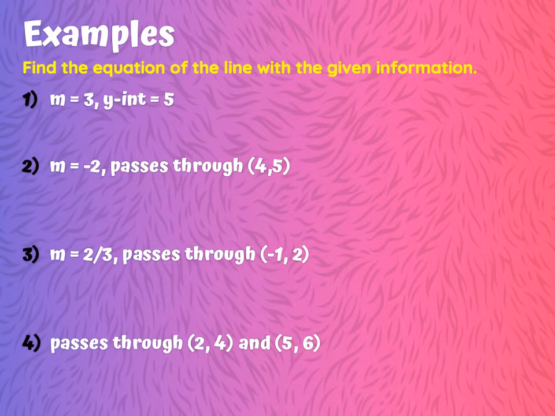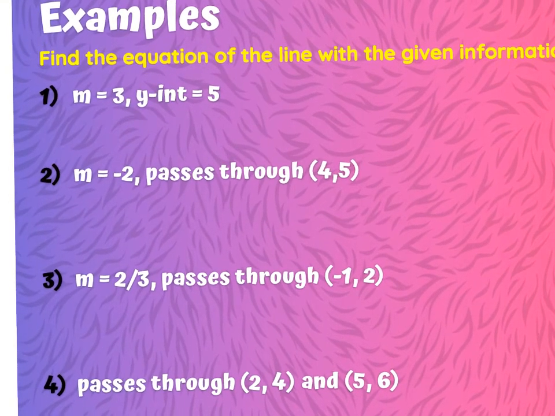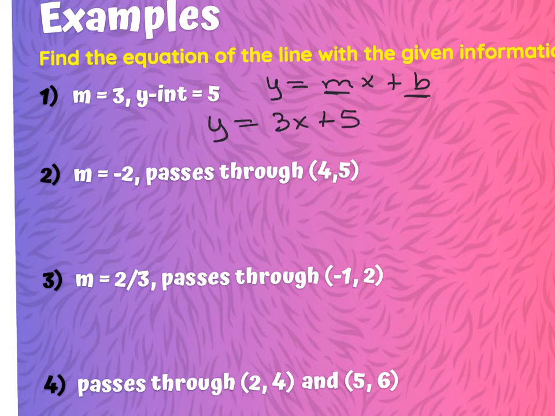Okay, so here's our first scenario where they gave us the slope and the y-intercept. All we need to do here is remember the slope-intercept form of the equation is y equals mx plus b. Remember m is the slope and the b is the y-intercept. So all I'm going to do is take out that m and b, put in a 3 for the m and the 5 for the b, and I'm done.